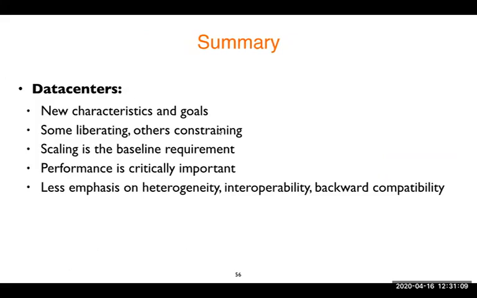So I'm going to skip this and go straight to the summary. Data centers: new characteristics and goals. Some of them are liberating, like in particular having centralized control or single administrative control over the entire system. And others are constraining. In particular, this need to use commodity solutions so that we can scale is a major constraint. Scaling is a must. Performance is critically important. And some of the other things we talked about, like backward compatibility and heterogeneity, are somewhat less important. So with that, we're pretty much out of time.